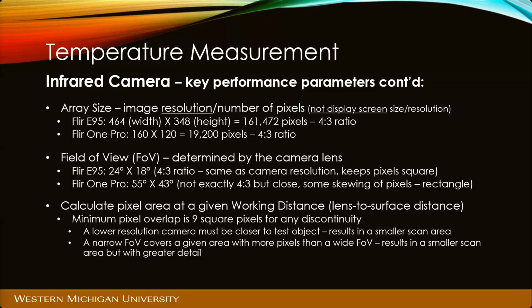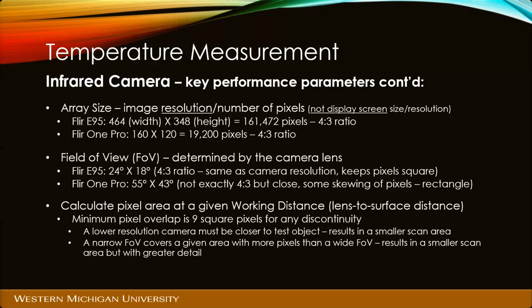And for temperature measurement, we were talking about infrared cameras and features of those. So array size, the resolution of it. So the camera I have here happens to be 464 by 348. So it has a total of 161,000 pixels. So it's essentially taking those 161,472 temperatures all simultaneously. That's known as radiometric data, or the actual temperatures.